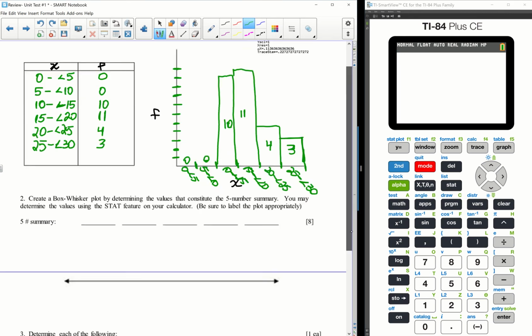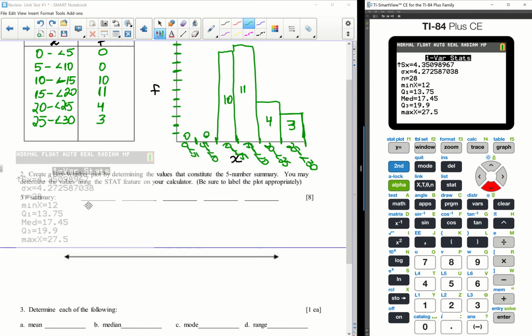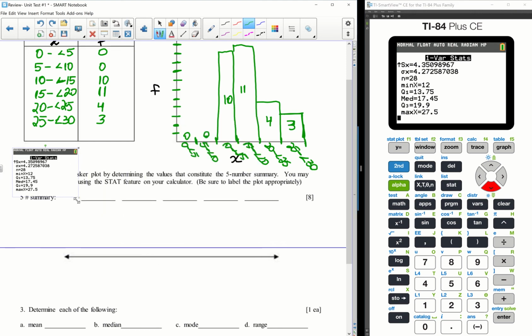Boxplot, very straightforward. Stat calc 1. Our data is just in L1, so we go right to calculate. We need a 5-number summary. The calculator will create the graph also, but we need the numbers one way or the other, and since it's going to display it right here, why not just grab it from here? So you could go either way with it, but we'll look at the picture also in a minute. But I have 5 blanks here for the 5-number summary. That would be these values.